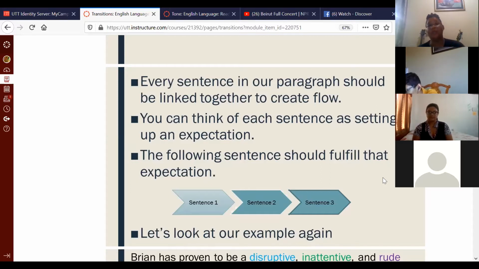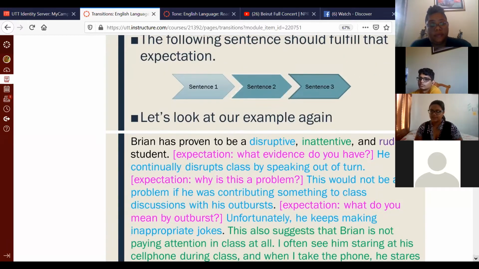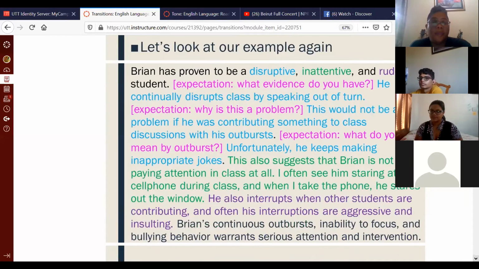And that is part of how we create flow, by anticipating what the expectation is from that one sentence and putting the next sentence that would answer that expectation. So this is again the example of our paragraph, and here we're looking at the expectations that come out of each sentence.